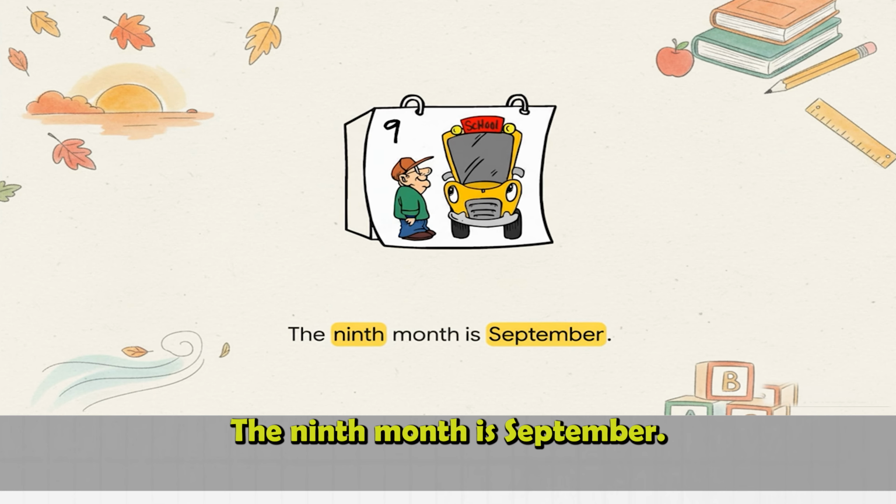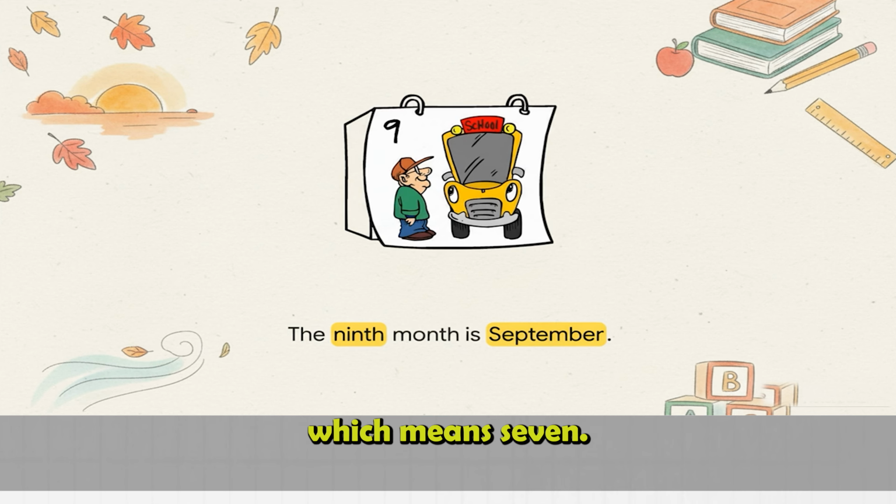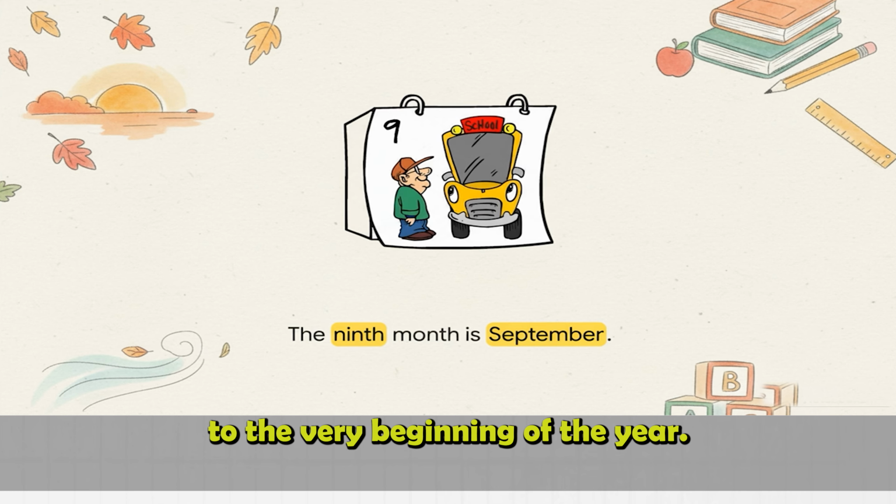The ninth month is September. Now, the name comes from the Latin word septem, which means seven. But wait a minute, September is our ninth month. So what gives? Well, it was the seventh month on that old Roman calendar, before they decided to add January and February to the very beginning of the year.